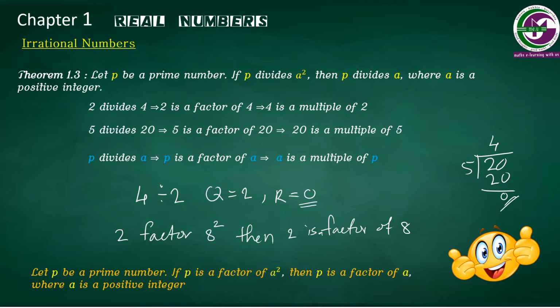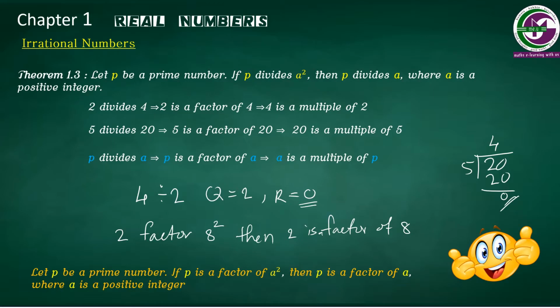So it is true for every positive integer. If P is a factor of A square, then P is a factor of A. So if you find it difficult to understand the word divides, you can use factor of or you can use multiple of. So if A square is a multiple of P, then A is a multiple of P. You can use it like that also.